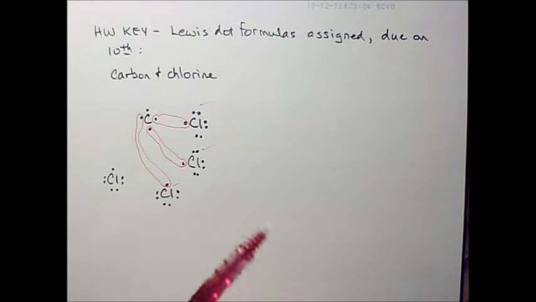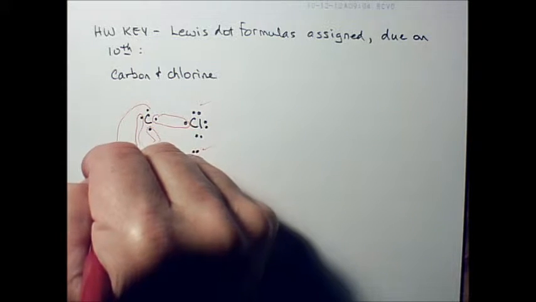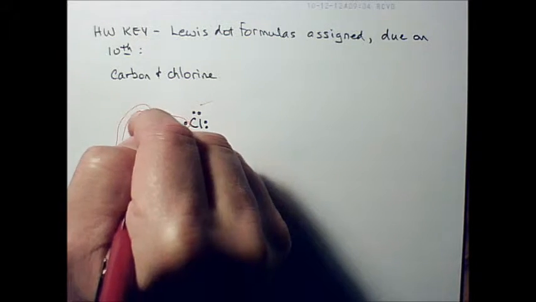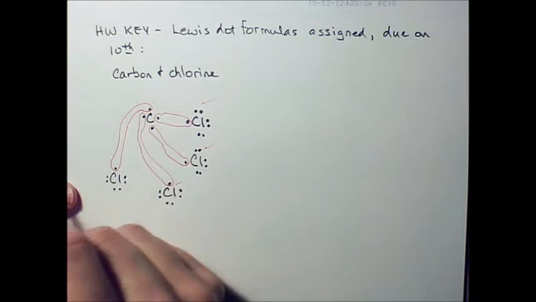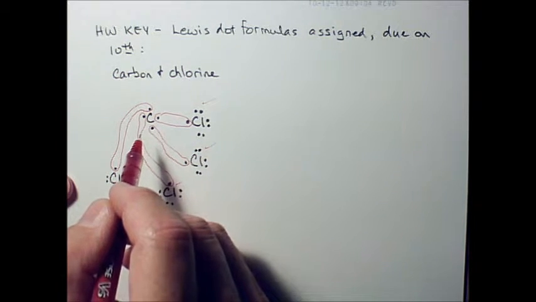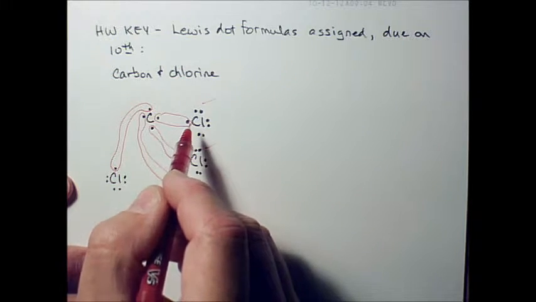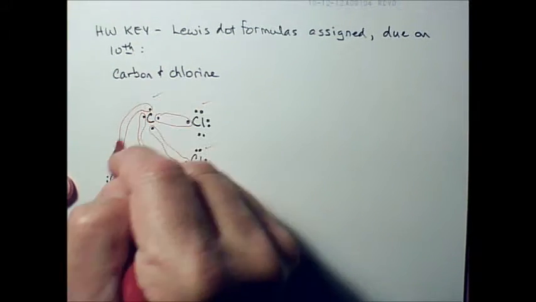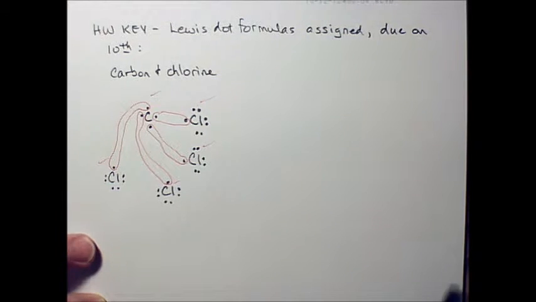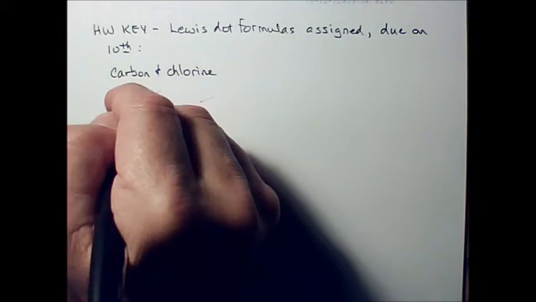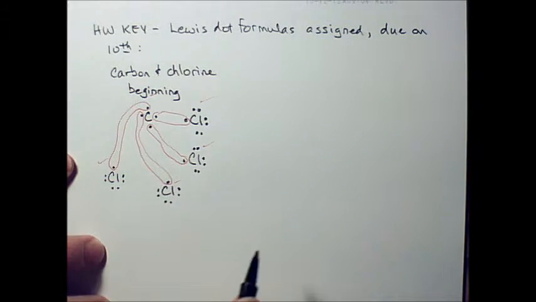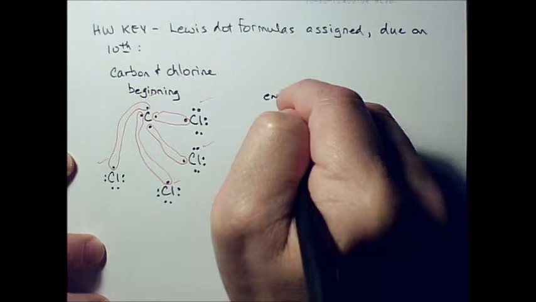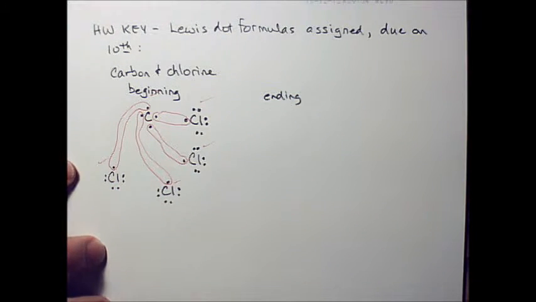Your drawing doesn't have to look exactly like mine. What matters is that you have a total of 4 chlorines, 7 dots around them, 1 carbon with 4 dots, and that you share them in this manner so that carbon ends up with a total of 8 electrons, and each chlorine has 8 electrons. So now that takes care of all these atoms. Okay? Now that's the starting place. This is the beginning. We still have to get to what it looks like once you put everything together.